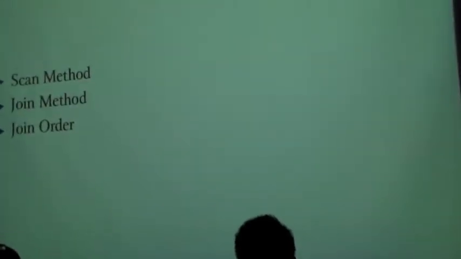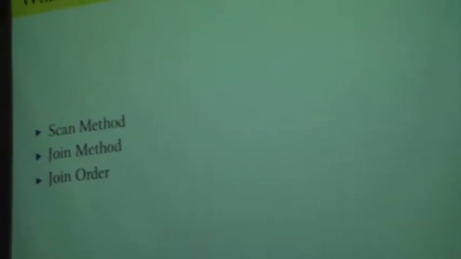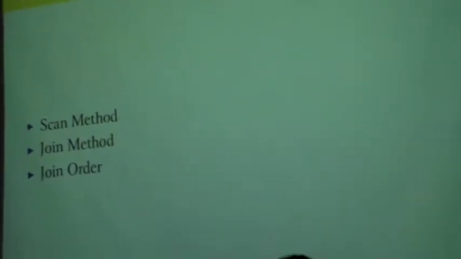And finally, join order. That's sort of figuring out how to join table A to B and then C, or do I join table B and C and then A. You know what I'm saying? Different orders of bringing things together. And I'm going to show you specific examples here.